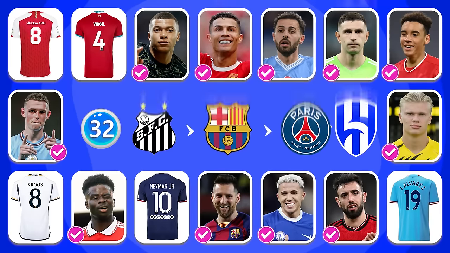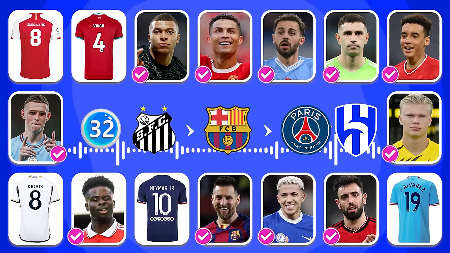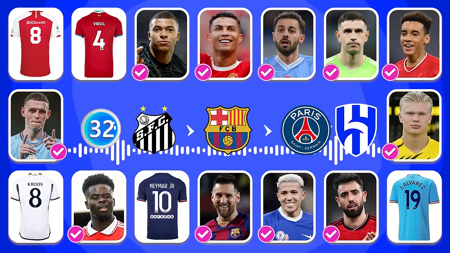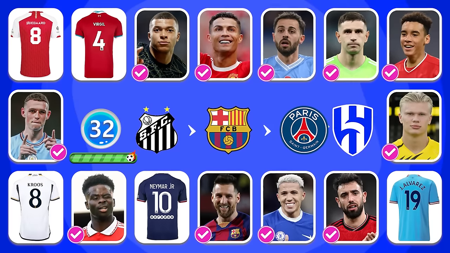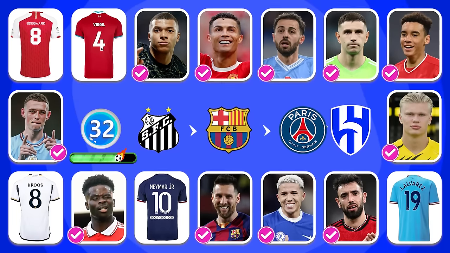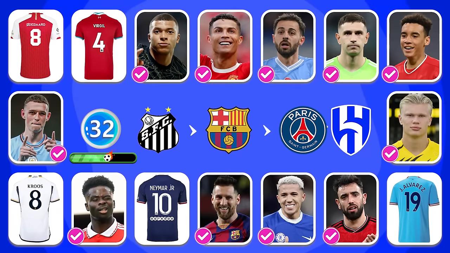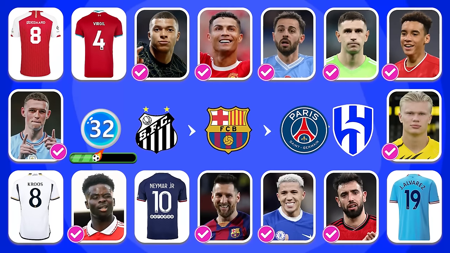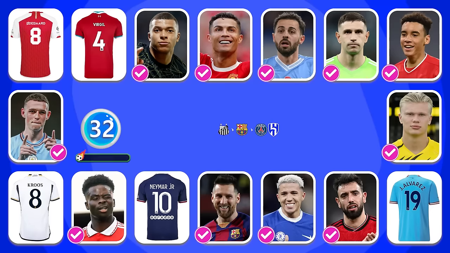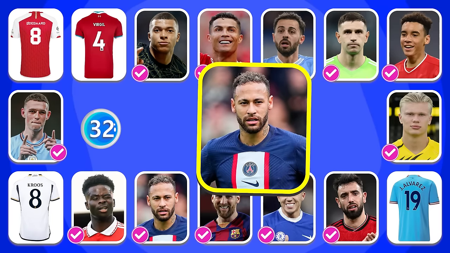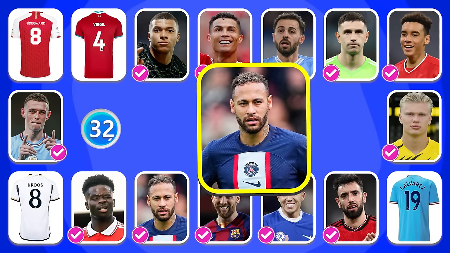Question 32. Do you know this player? Correct! This is Neymar Jr.